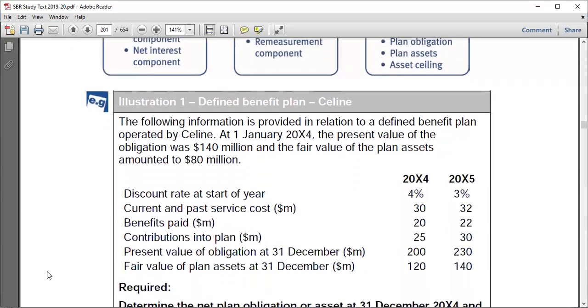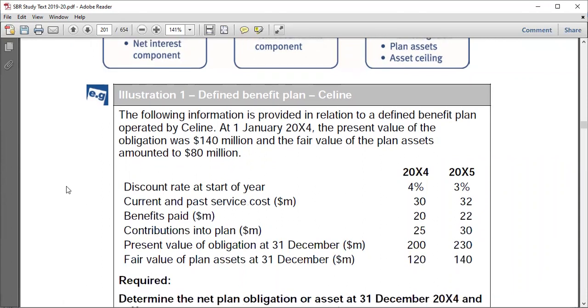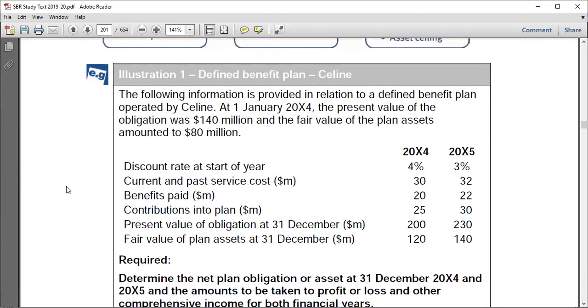Now let's go and see this defined benefit plan. No big deal. I think you did an example already, but let us just do another example. This example just gives you the net already. The question says the following information is provided in relation to the defined benefit plan operated by Celine. At 1st January 2024, the present value of the obligation was 140 million and the fair value of the plan assets amounted to 80 million.